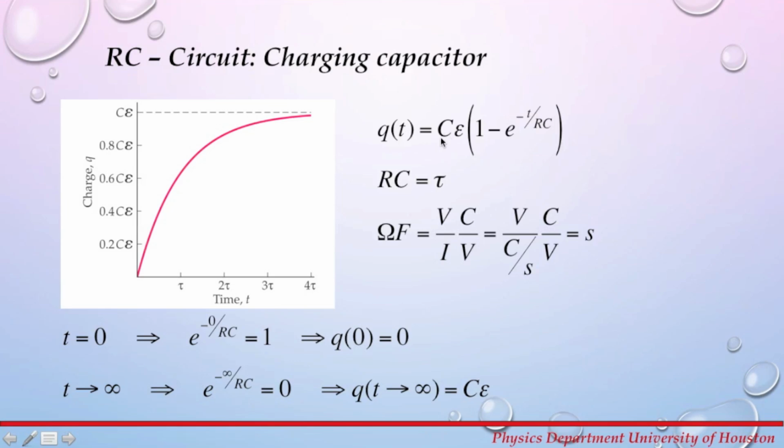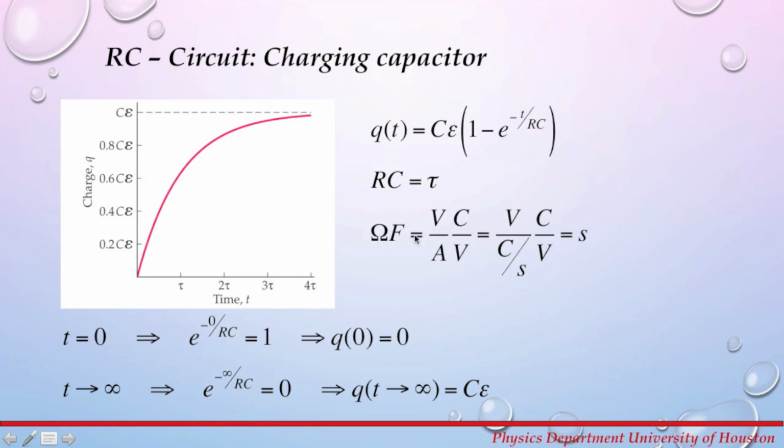Q of t is equal to C epsilon times 1 minus e to the negative t divided by RC, where RC is tau and is referred to as the time constant of the circuit. The quantity tau equal to RC is in fact a time. This means that ohm times farad will give units of time.